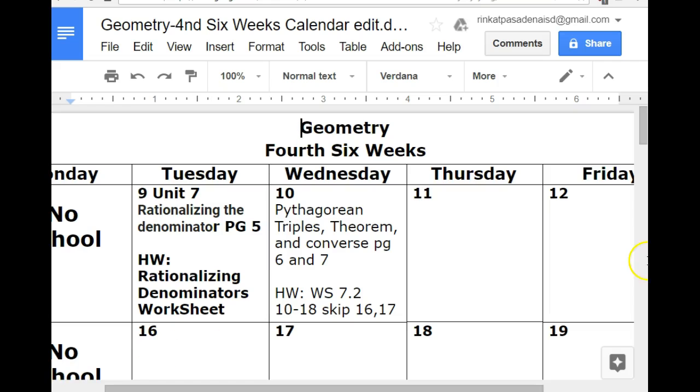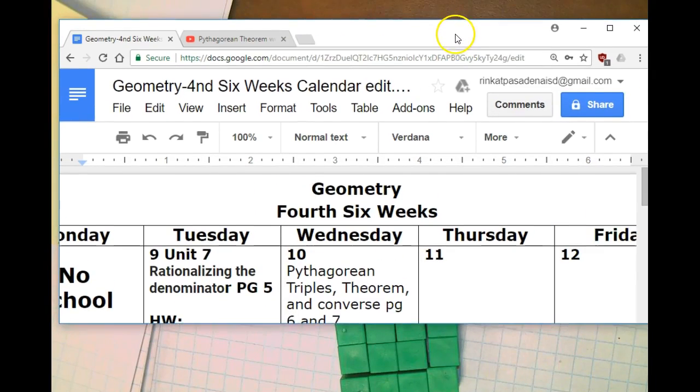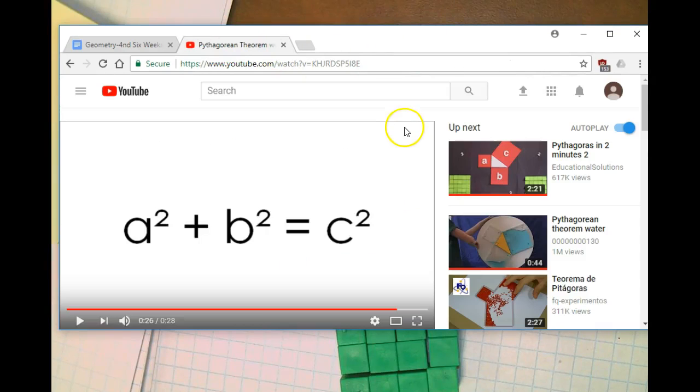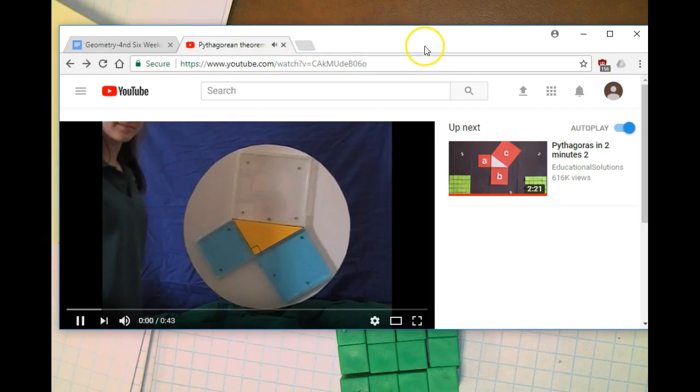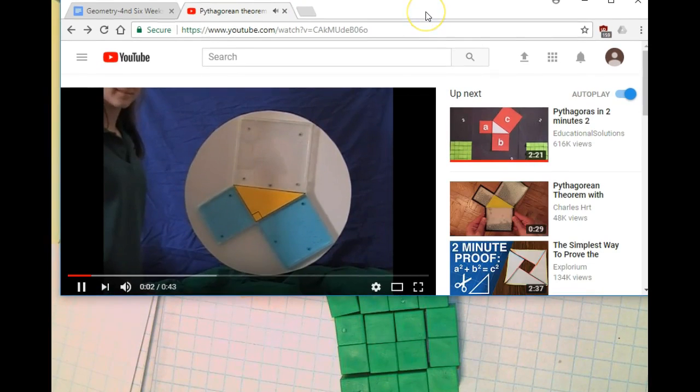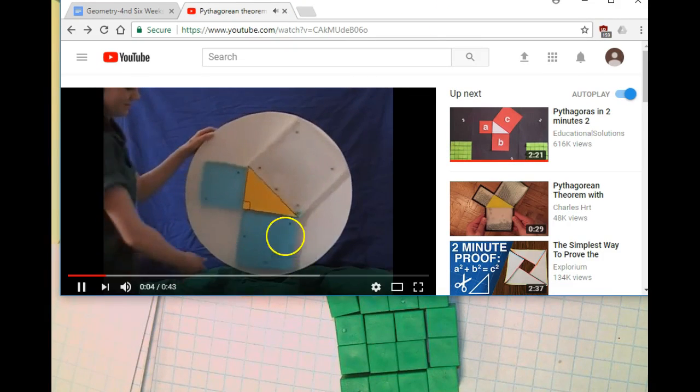Another visual representation of this would be something like this. I like this video because it has extra special water sounds.